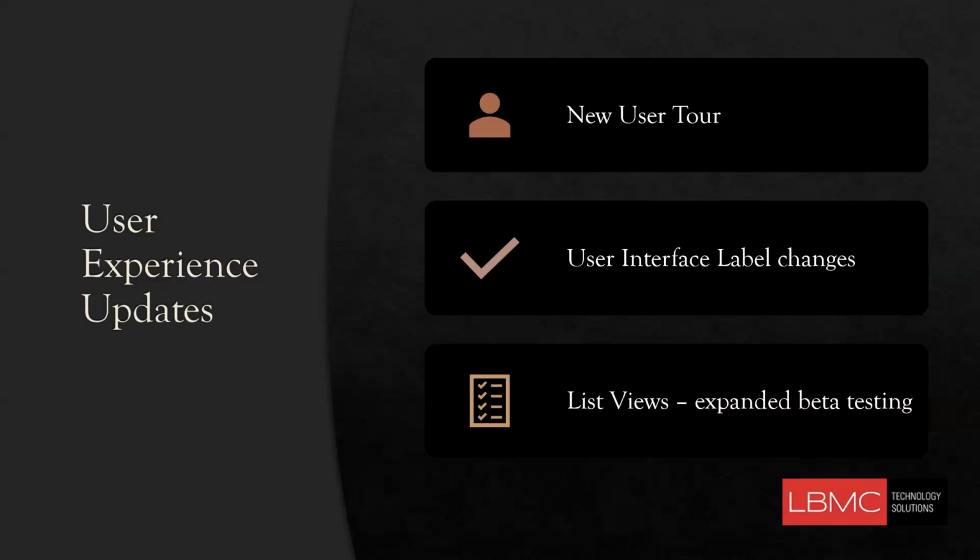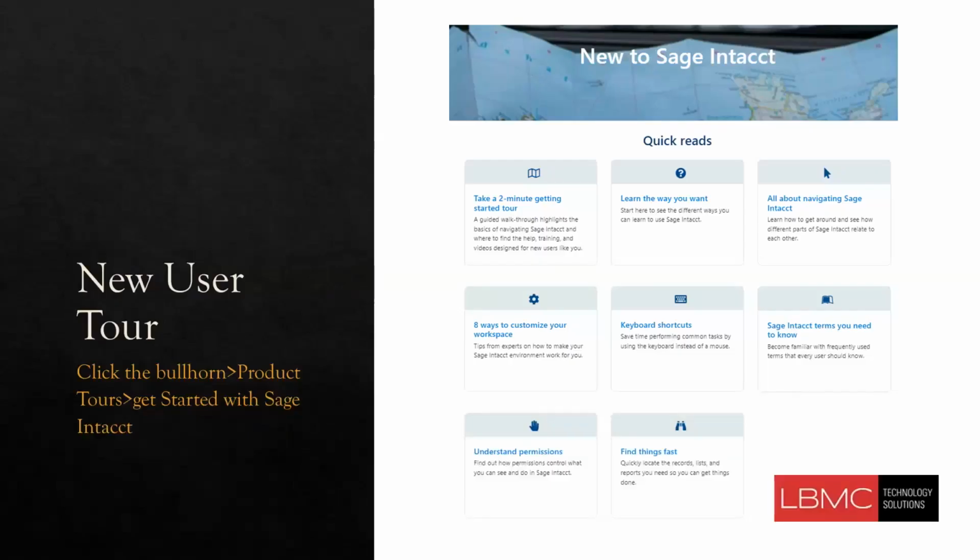Okay. User experience updates. Sometimes it's the little things that matter the most. We're going to talk about 3 user experience updates: the new user tour, some label changes within the interface, and list views that are in beta testing at the moment and will be out soon.